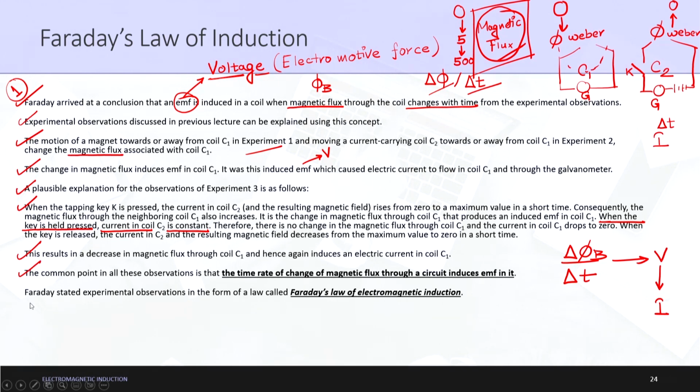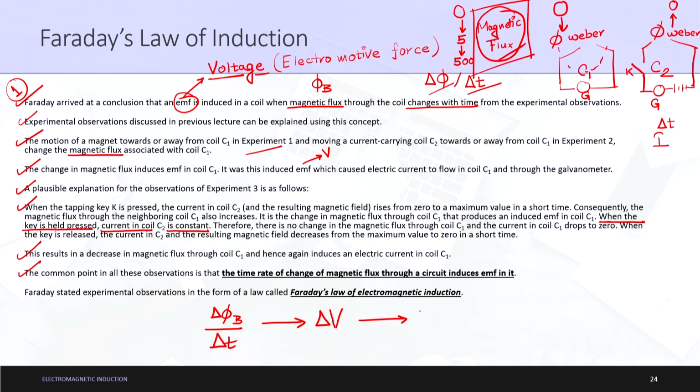The last point states that Faraday stated these experimental observations in the form of a law called Faraday's laws of electromagnetic induction. There is a simple line which states Faraday's laws, but for now, the concept I was telling you about, I will just write in a single line. What actually happened was, because of change in magnetic flux with respect to time, there was a change in EMF. Let us say there was a change in voltage, and because of this voltage difference there was current flowing through the opposite coil. So, for now, thank you.